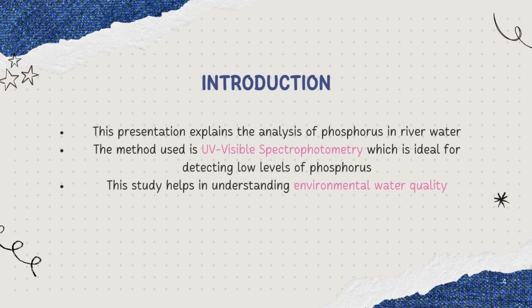So I will explain the introduction of our experiment, which is a phosphorus analysis in river water. In this presentation, we will explain how phosphorus concentration in river water was determined using UV-visible spectrophotometry. This method is commonly used in environmental analysis because it can detect very low concentrations of substances like phosphorus. Understanding phosphorus levels in rivers is important to assess water quality and ecosystem health.